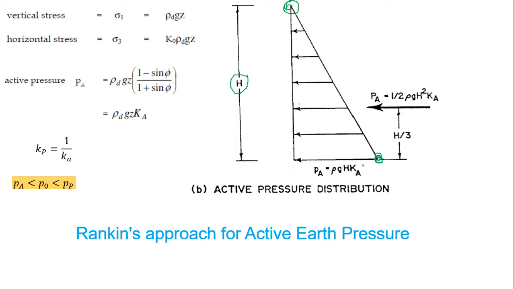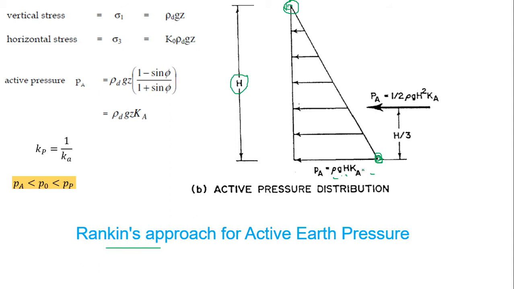And how do we get the magnitude? Sir Rankine has given the magnitude of the bottom active pressure, the earth pressure. What is that magnitude? Rho into g into H into K, where rho is the density of the backfill material, g is the gravity constant, H is the height of the retaining wall, and K is the active coefficient of earth pressure.